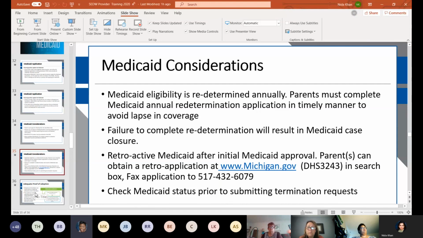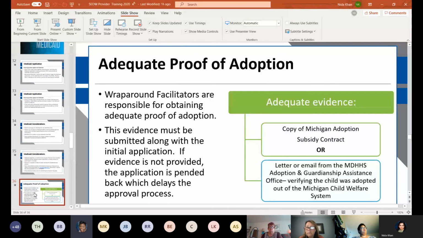Okay, now I'm going to move on to talk a little bit more about adequate proof of adoption, which is significant around the Medicaid process, which I touched on briefly with the SED waiver. So this usually comes up at two different points throughout the SED waiver process. Right now, I'm going to focus on the initial eligibility determination.